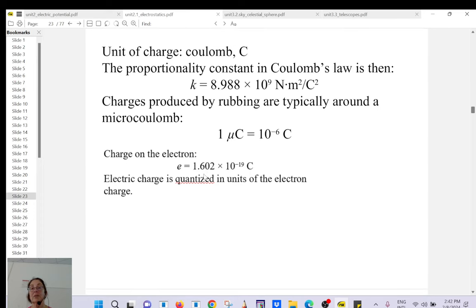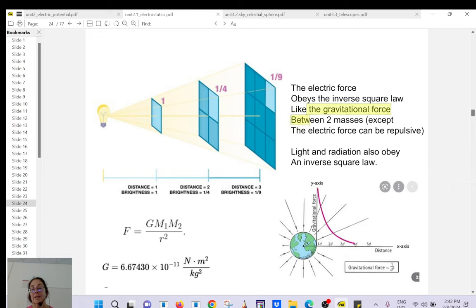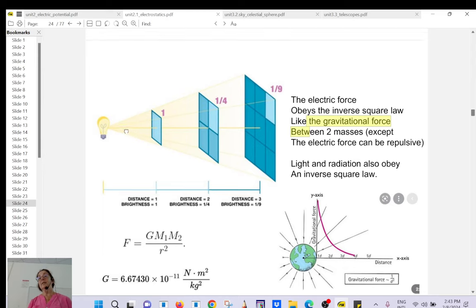Electron is negatively charged. Okay, so here you can see that the inverse square law works for anything involving a field. So it works for gravitational field, it works for light, it works for radiation, like nuclear radiation, it works for electric field, and it works for Coulomb's law. Okay, and you can see why here.